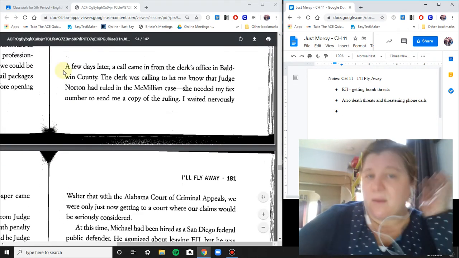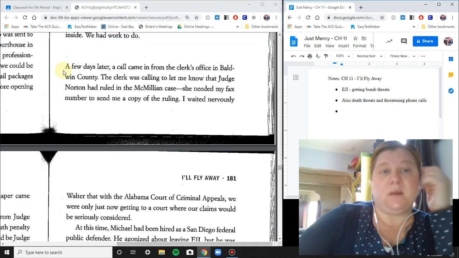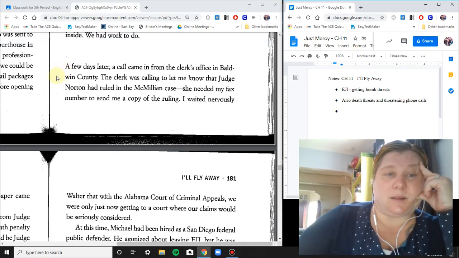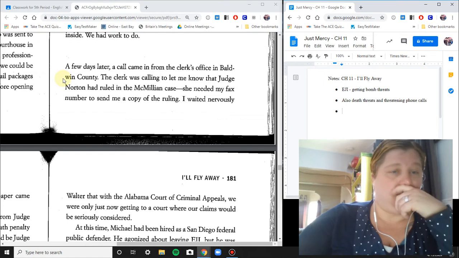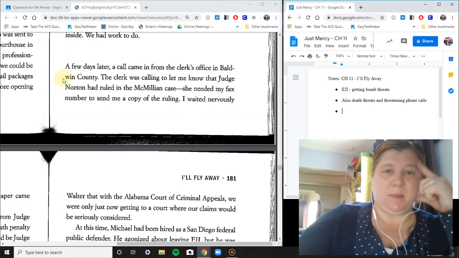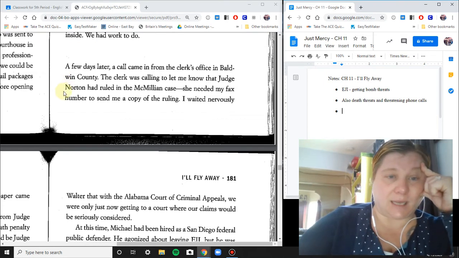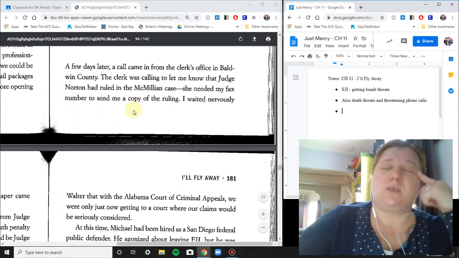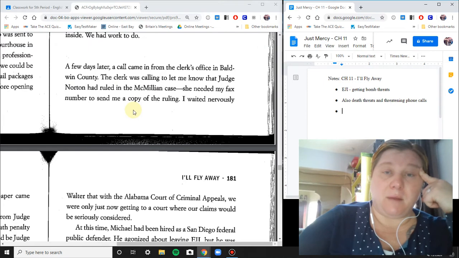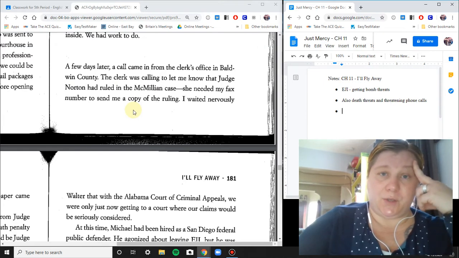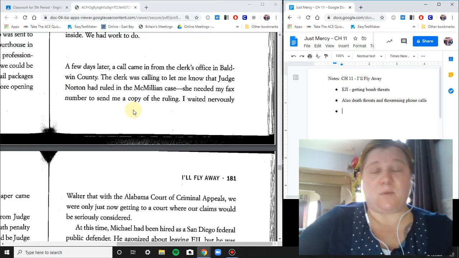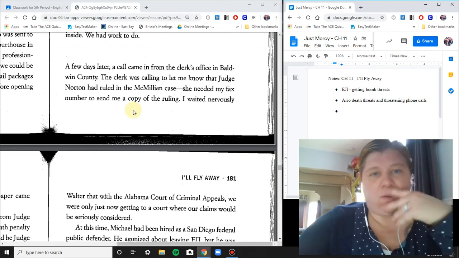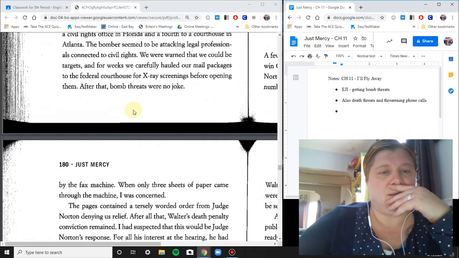A few days later, a call came from the clerk's office in Baldwin County. The clerk was calling to let me know that Judge Norton had ruled in the McMillan case. She needed my fax number to send me a copy of the filing. So this, if I remember correctly, is the Rule 32 motion that let them go back into court and present new evidence.